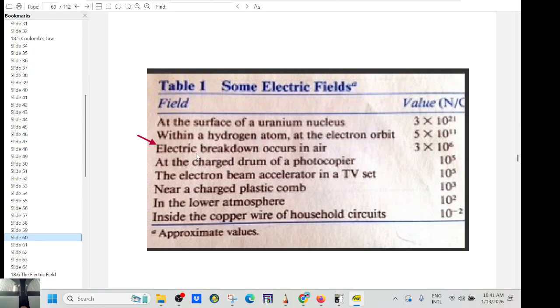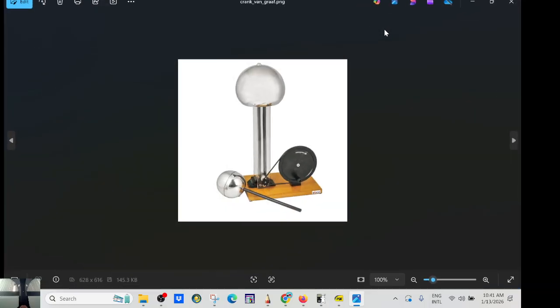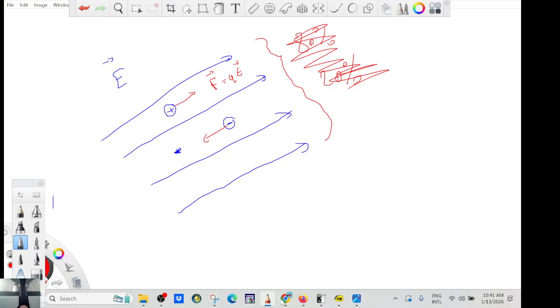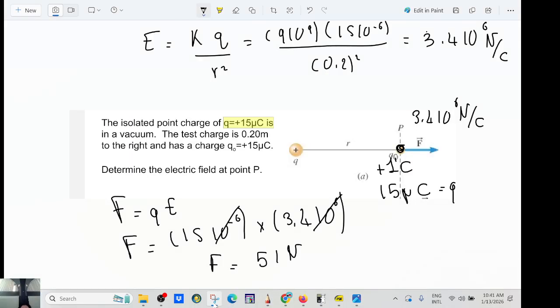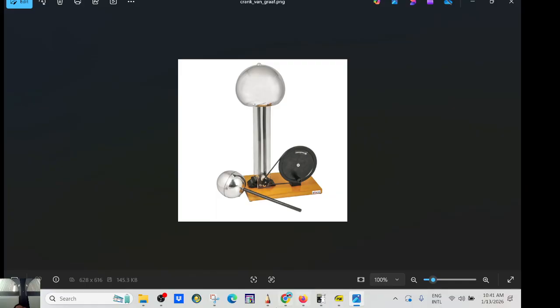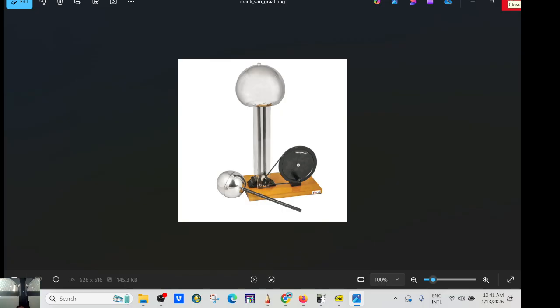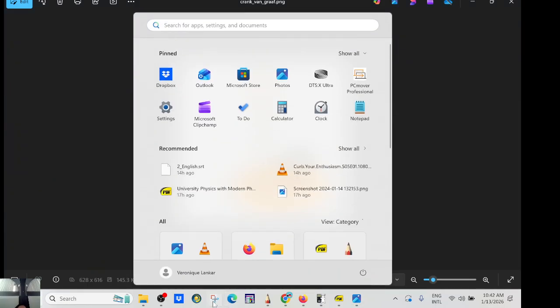So here is the interesting thing. The electric breakdown in air. What does it mean? It means that, let's say you have a Van de Graaff generator. If you have a Van de Graaff generator, you're going to have an electric field when it's charged. So this is your Van de Graaff generator. Let's say, just to understand, here and then here.